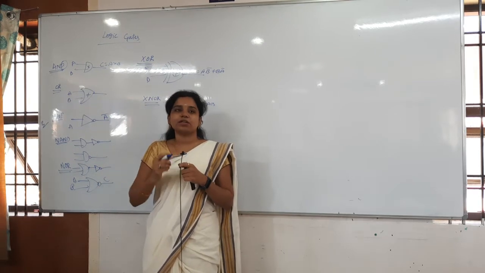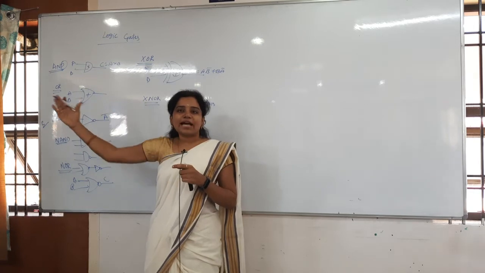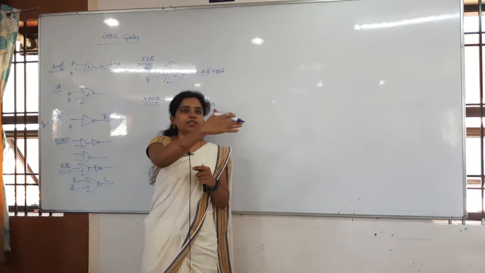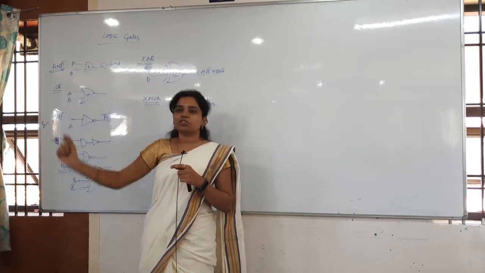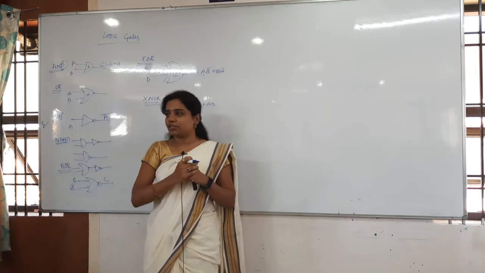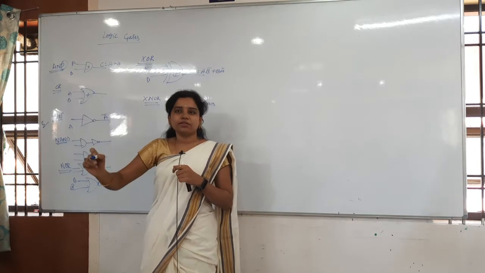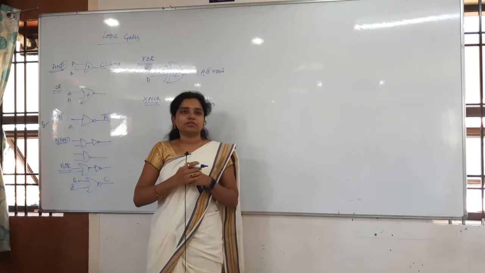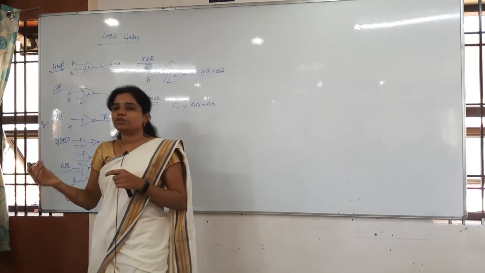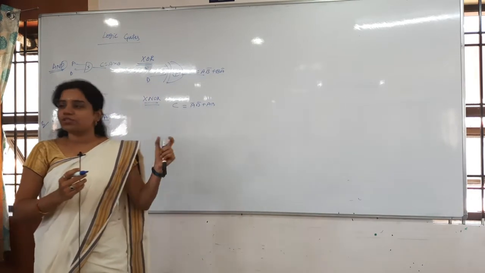Then binary to decimal, how to convert that? Starting from the right, you have to go towards the left, and then what you have to write? 2 power 0, 2 power 1, 2 power 2 and so on like that. Now wherever 0 is there, that 2 power you have to cancel. You have to add the remaining values. That is how you have to convert the binary number into the decimal number. That is what we have discussed yesterday.